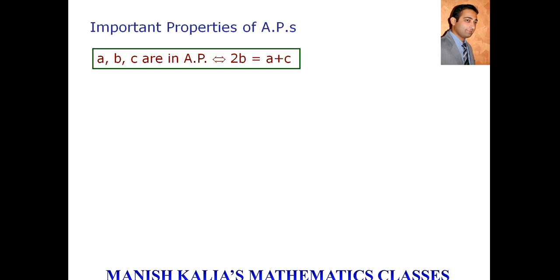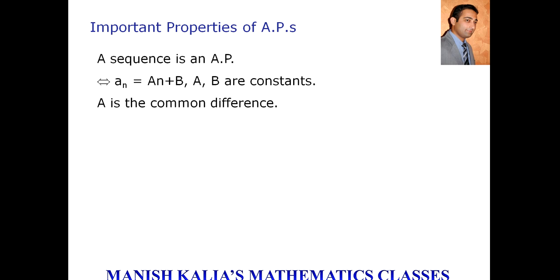So in every case we get the same sum. Another important property of an AP: if A, B, C are three numbers in an AP, then twice B will be equal to A plus C.